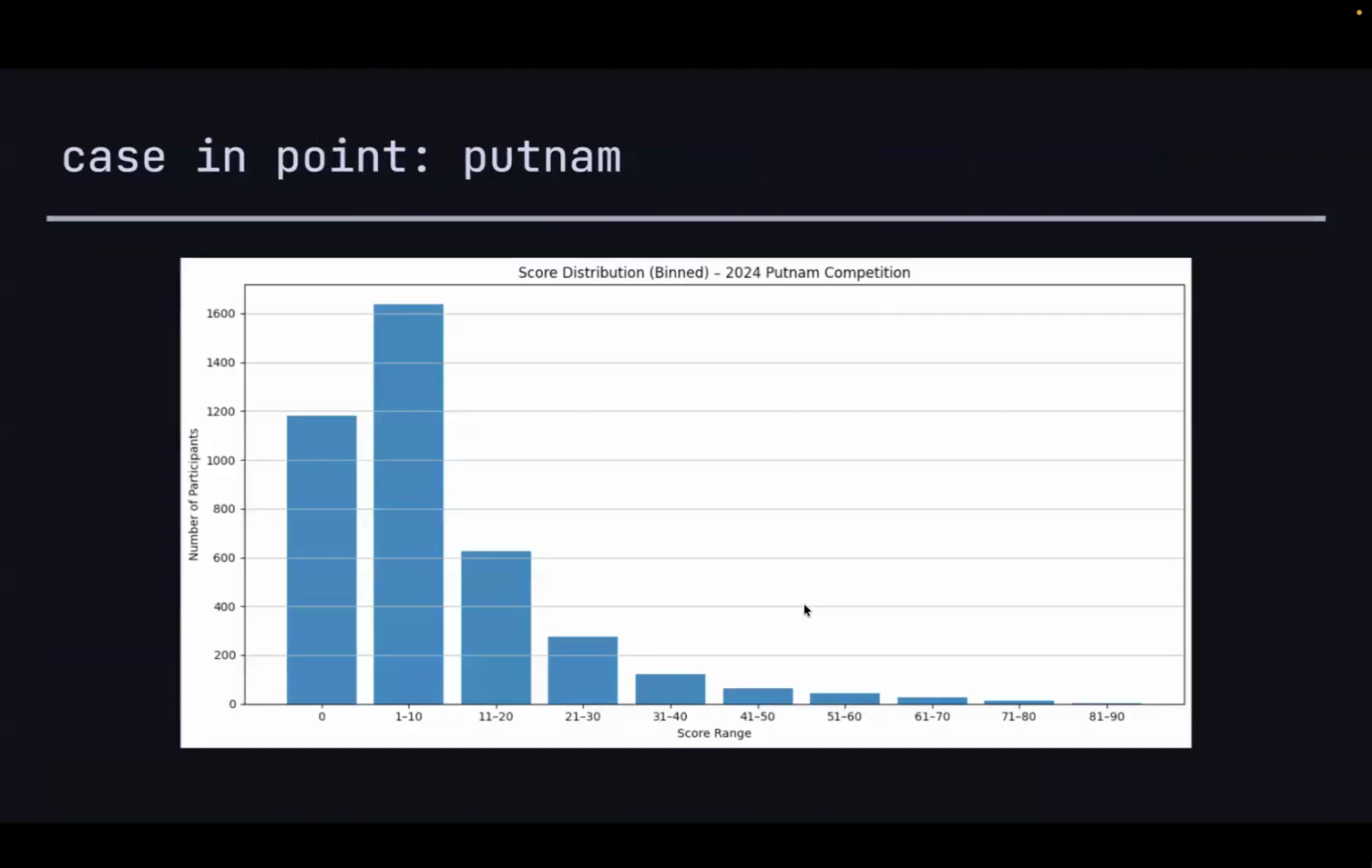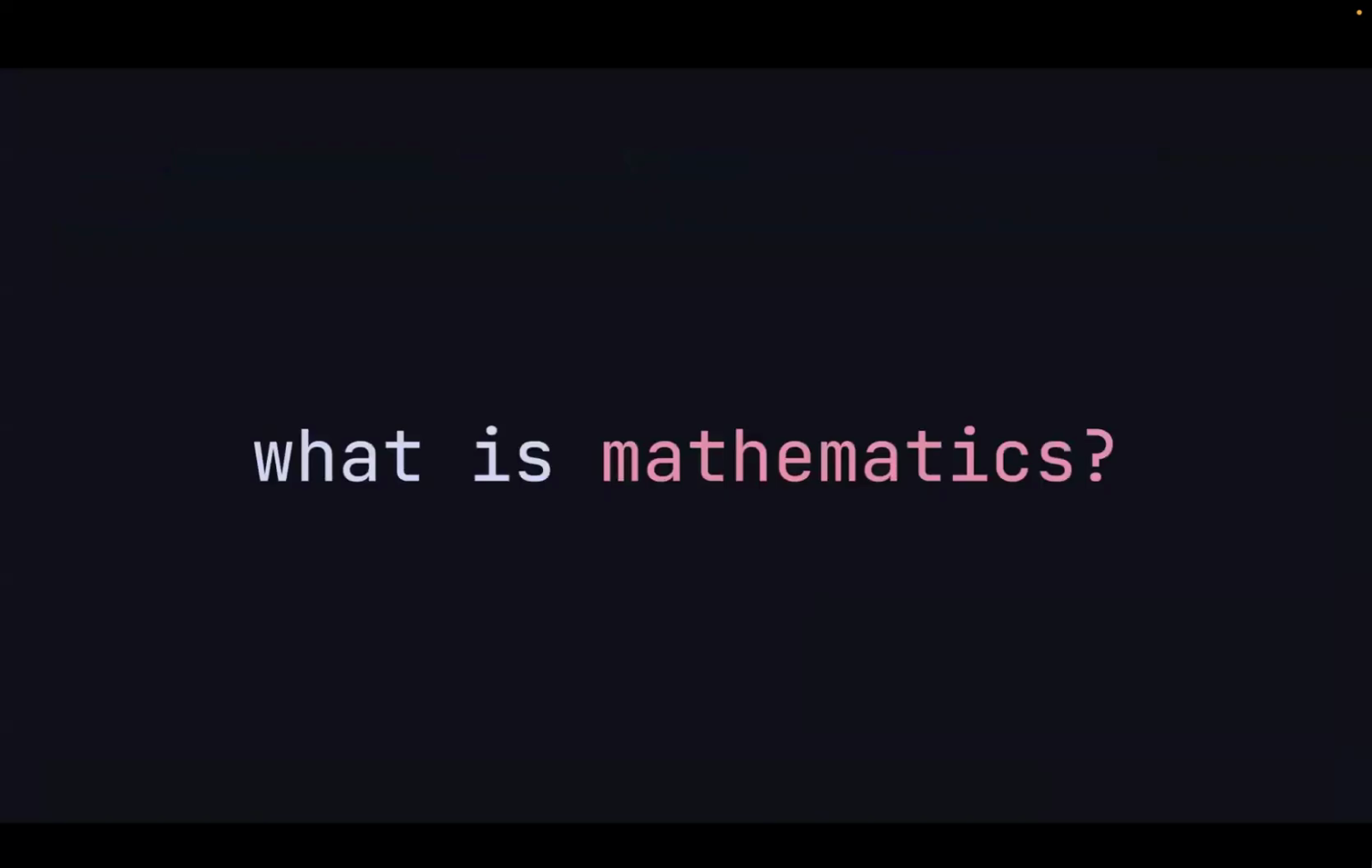So yeah, this is a distribution for the Putnam. Most people get like 0, or 1 to 10. And 1 to 10 is a grouping, so the actual biggest category is 0. So what is mathematics?